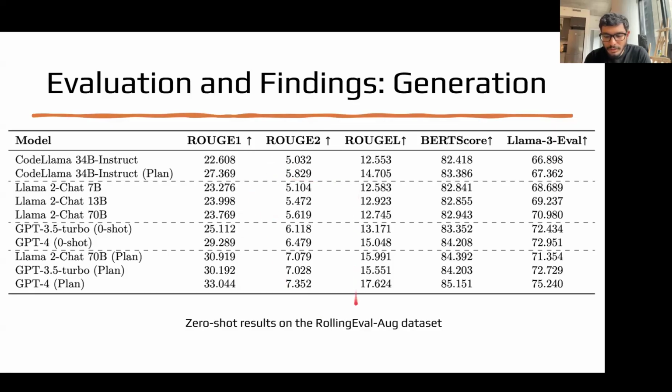So we have these ROUGE scores, which are typical summarization metrics where we compare the generated reviews by the LLM with the actual related work section of these works. And then we have this BERTScore metric, which is a similarity metric. And then we have Llama 3 eval listed here. What we can observe right off the bat is that these plan-based models outperform their non-plan-based counterparts. All the plan-based models have better ROUGE scores.